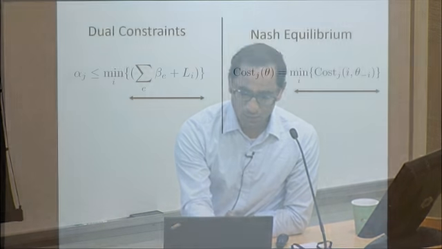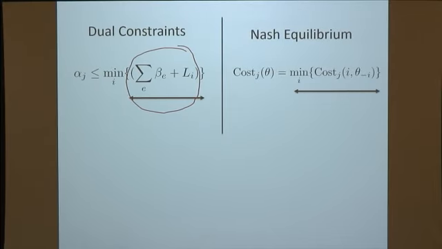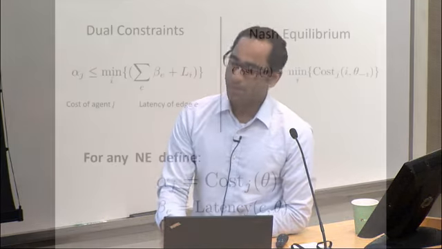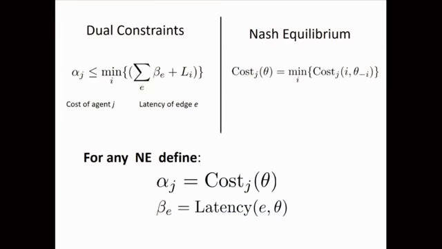So maybe this beta e plus li, this quantity, I want to interpret as the cost of the player using this strategy I. So in essence, that's what I want to show. In particular, I'm going to define alpha j as the cost the player incurs in the Nash equilibrium theta, and beta e to be the latency on this edge e.